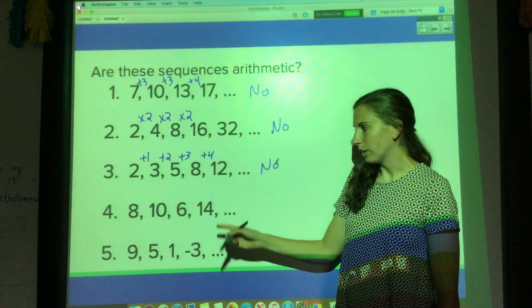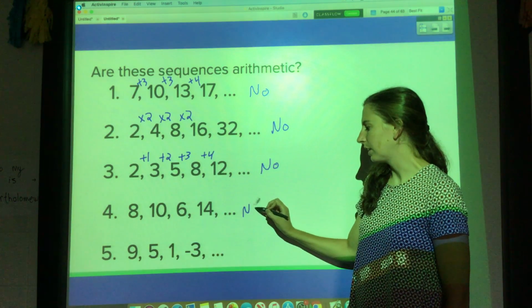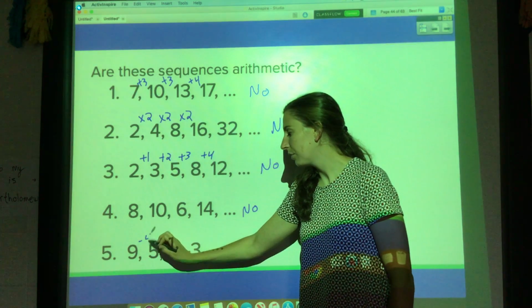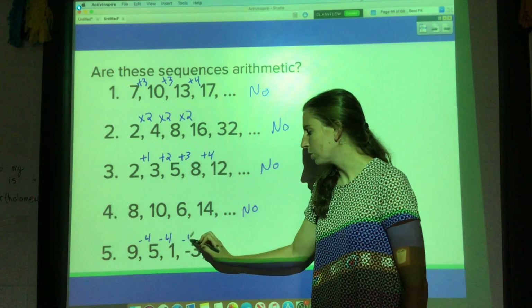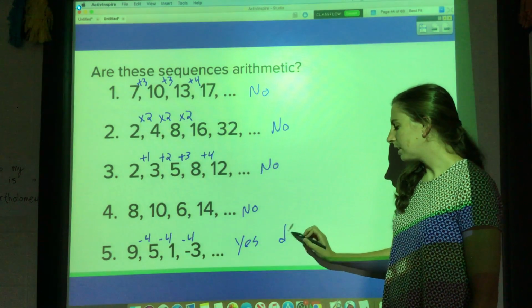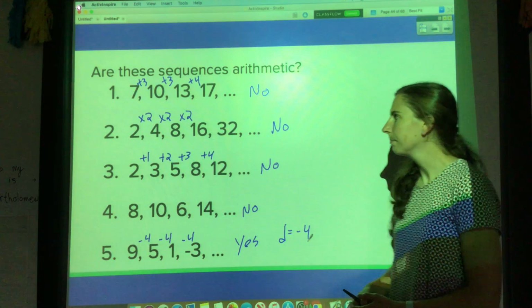This one's kind of all over the place. You add 2, subtract 4, and add 8, so that one's definitely not arithmetic. This one though is, because you subtract 4, you subtract 4 again, subtract 4 again. So yes, it is arithmetic, and the common difference is -4 because it's going down by 4 each time.